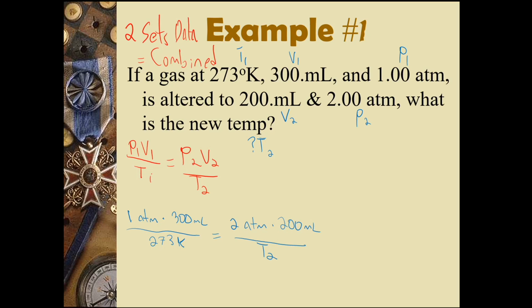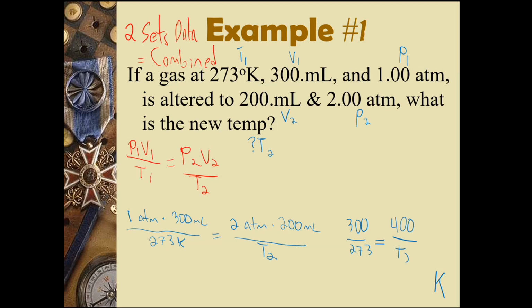Pro tip: you've got ATMs to ATMs, milliliters to milliliters, so all those units will cancel and match, which means I have Kelvin to what? Kelvin. So right away, you should be able to figure out what your missing unit is, and all the other units will cancel and go away. This allows us to simplify. So 1 times 300 is 300, over 273, is equal to 400 over T2.